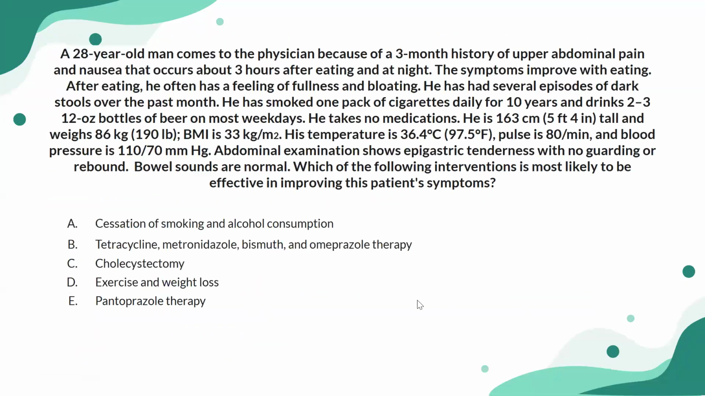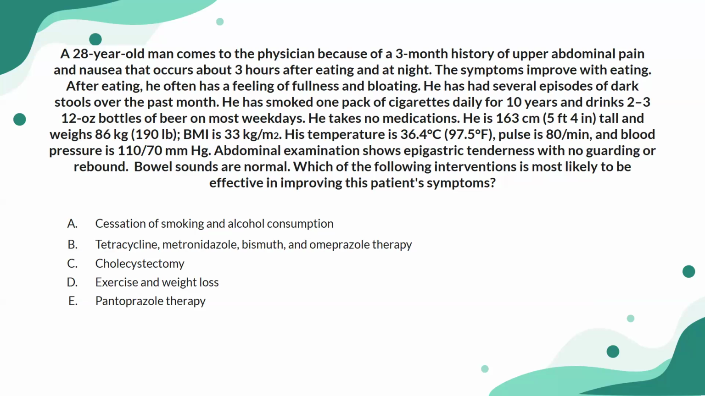All right, next question. A 28-year-old man comes to the physician because of a 3-month history of upper abdominal pain and nausea that occurs 3 hours after eating and at night. The symptoms actually improve with eating. So that's very telling. After eating, he often has a feeling of fullness and bloating. He's had several episodes of dark stools. There you go. So he's having melena, which means that he's having some sort of upper GI bleeding.